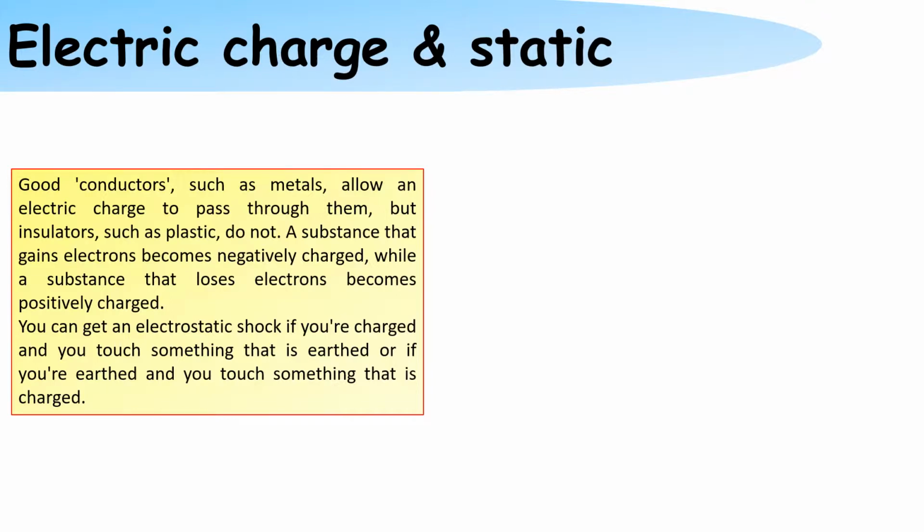Good conductors, such as metals, allow an electric charge to pass through them, but insulators, such as plastic, do not. A substance gains electrons and becomes negatively charged, while another substance that loses electrons becomes positively charged. You can get an electrostatic shock if you are charged and you touch something that is earthed, or you're earthed and you touch something that is charged.